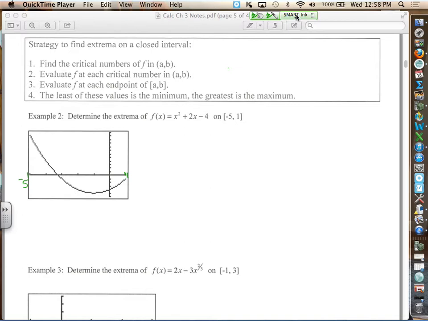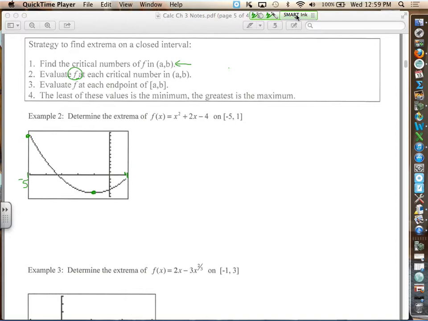If you look at the graph, it looks like that's the highest point and that's the lowest point. Let's figure out what those values would be. To find those values for the maximum and the minimum, we're going to find critical numbers, which we just did by taking the derivative and setting it equal to 0. We're going to plug each of those critical numbers back into the original function to figure out what the height of the graph is going to be.